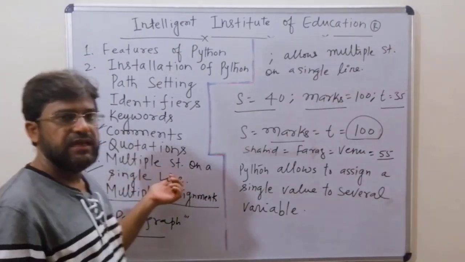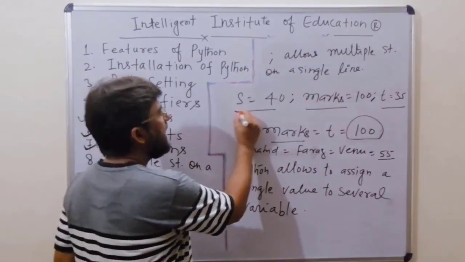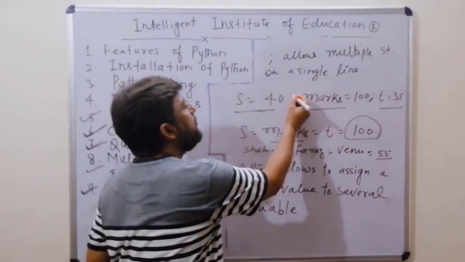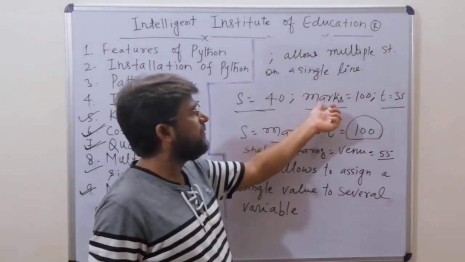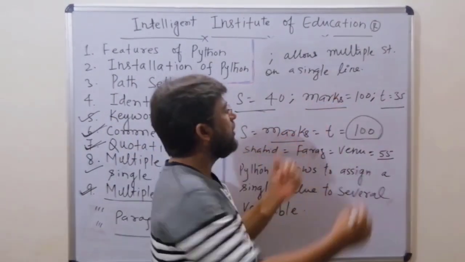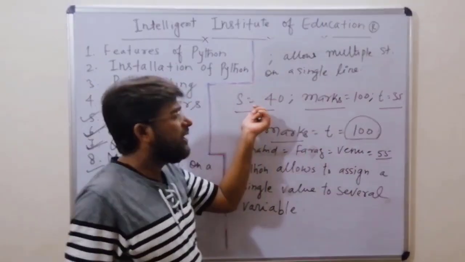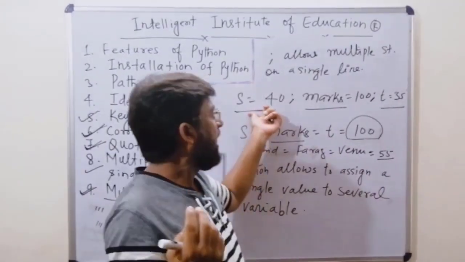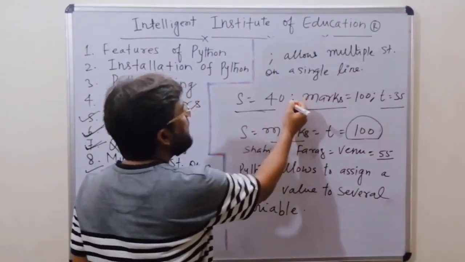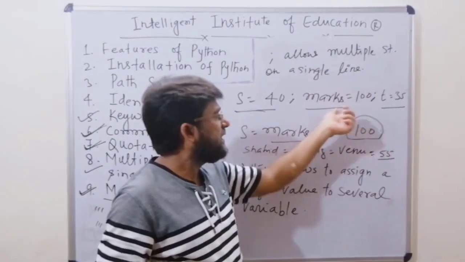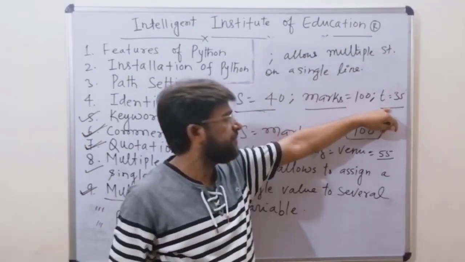Now we'll move to multiple statements on a single line. Let us see an example. I want to give you s equal to 40, and we have to use a semicolon. Next, marks equal to 100, and the third variable I am taking is t equal to 35. It means we have three variables and we want to use them in one line statement. The semicolon allows multiple statements on a single line. In a single line I have used three different statements, right?